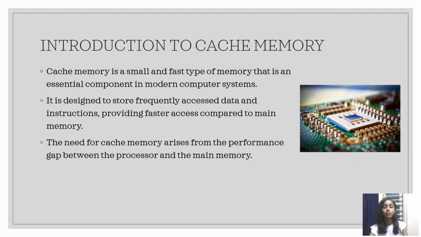Introduction to cache memory. What is cache memory? Cache memory is a small high-speed memory integrated into the computer's processor. It is designed to reduce the time it takes to access data from the main memory. Cache memory stores frequently accessed data and instructions for quick recovery.